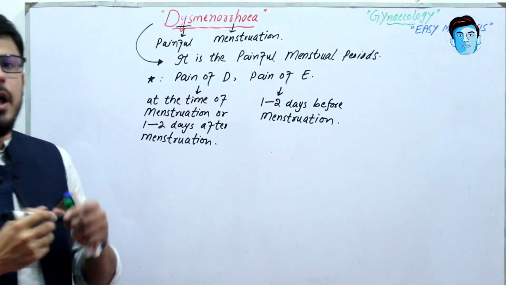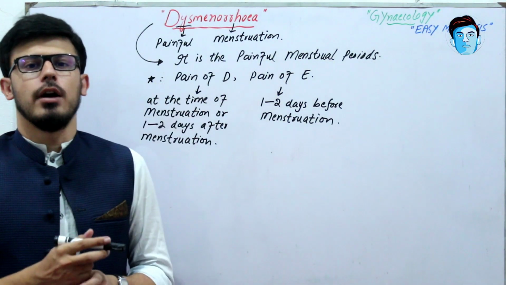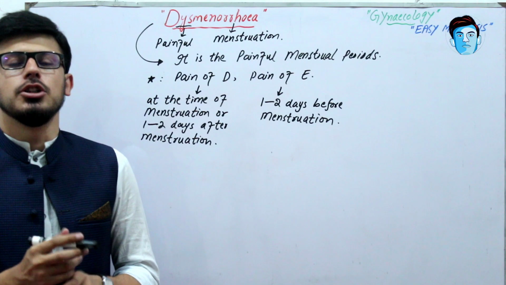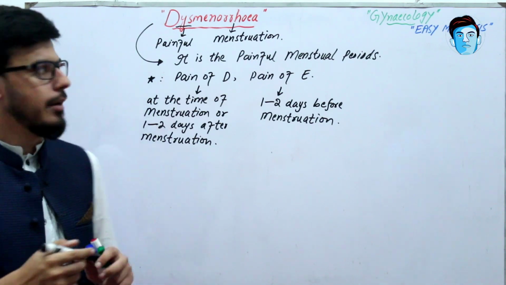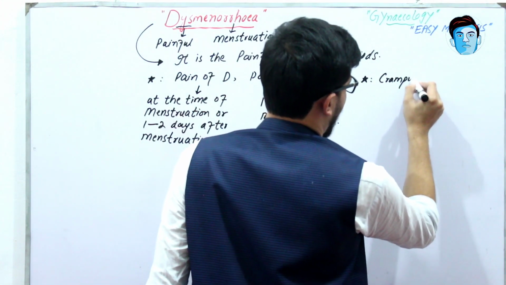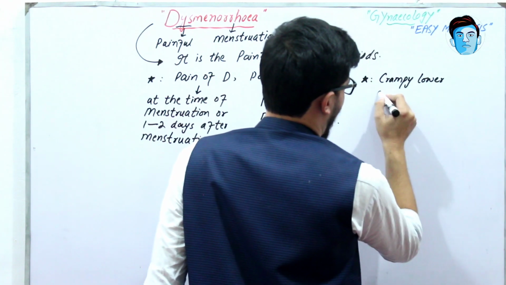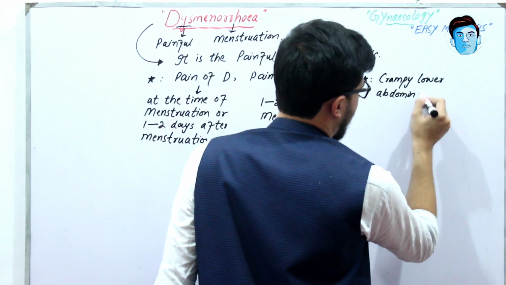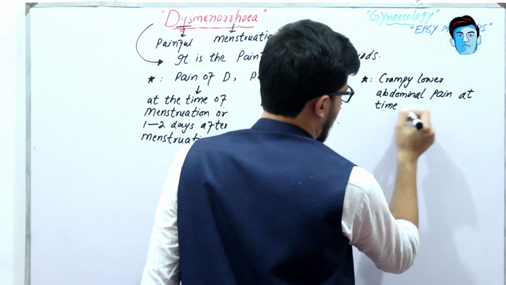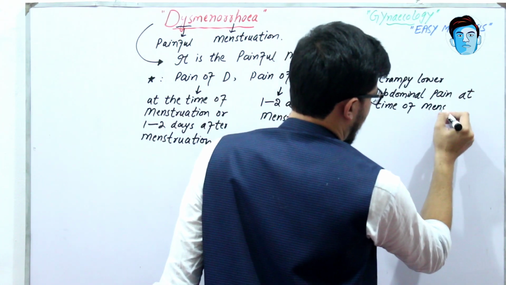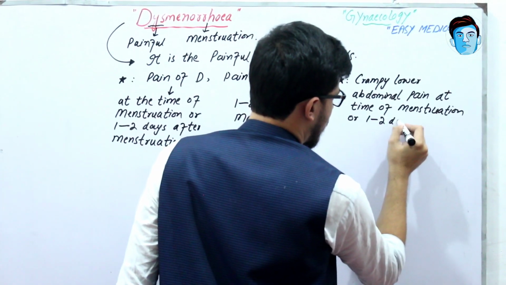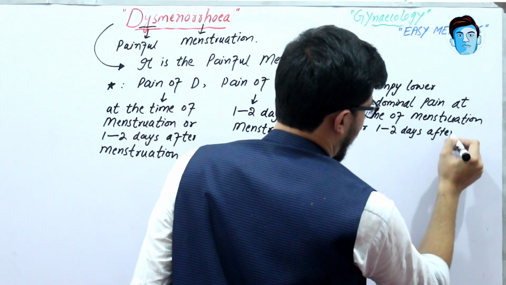Now, there is another question: what is the pattern of the pain in dysmenorrhea? Usually in dysmenorrhea there is lower crampy abdominal pain at the time of menstruation, or 1 to 2 days after menstruation.